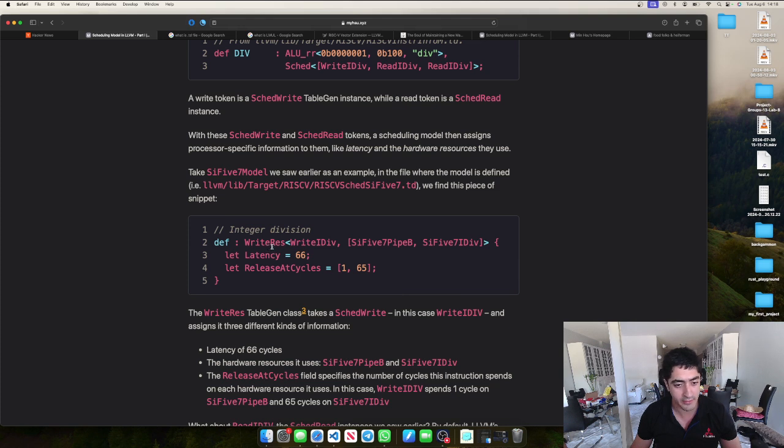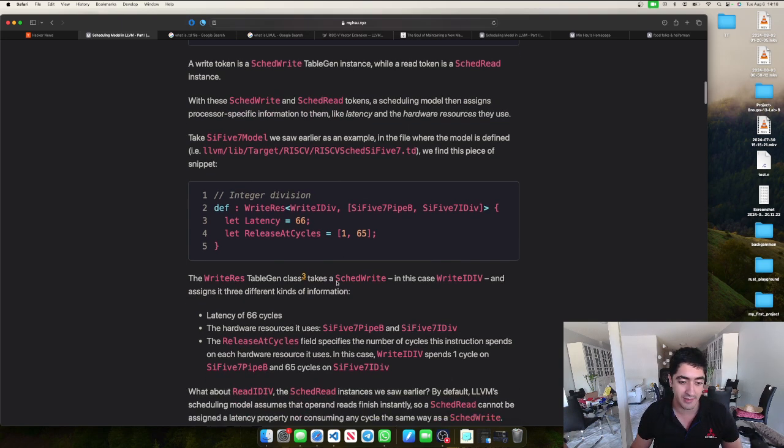Define WriteRes, WriteIDiv, SiFive7PipeB, SiFive7IDiv, let Latency equal 66, let ReleaseAtCycles equal array 1, 65. This is for integer division, and we have a write, and we have a WriteIDiv. You have the SiFive stuff, we have the latency, we have the ReleaseAtCycles.